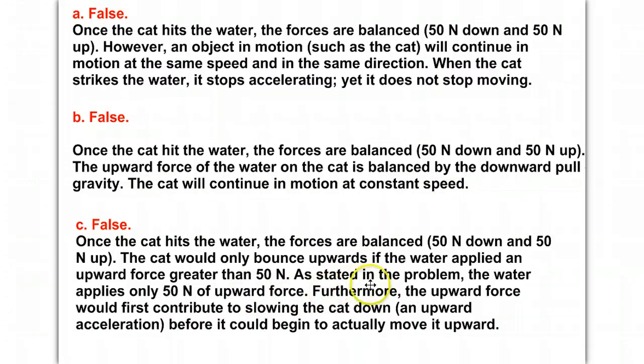And finally, the upward force would first contribute to slowing the cat down before it could begin to actually move it upwards. So it's not possible if a cat were to hit the water to literally bounce upwards off the water.